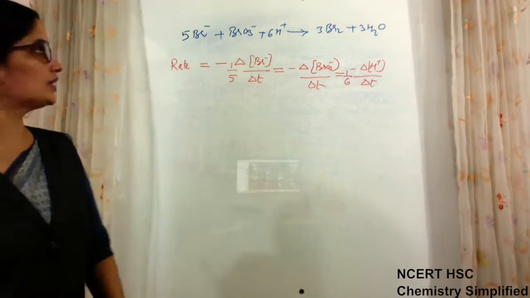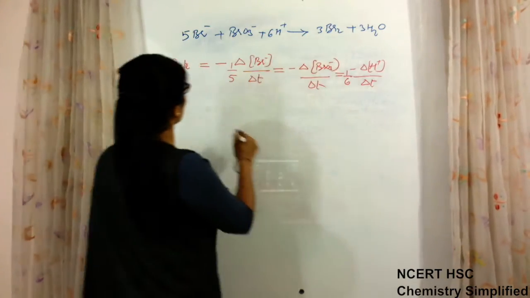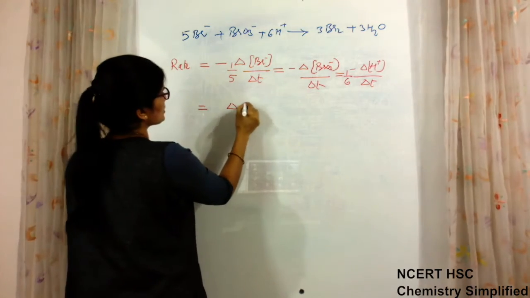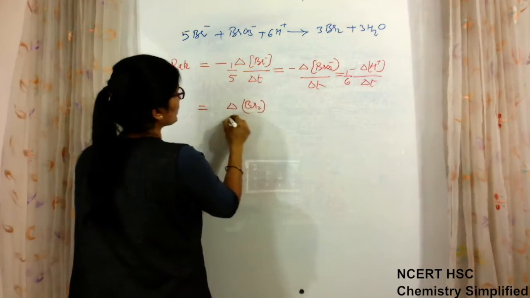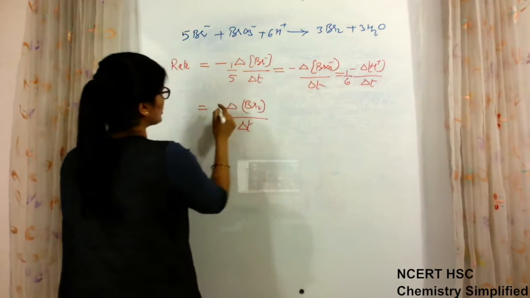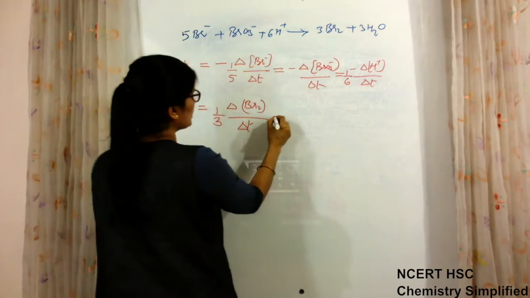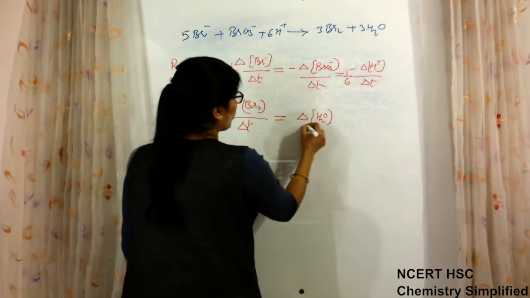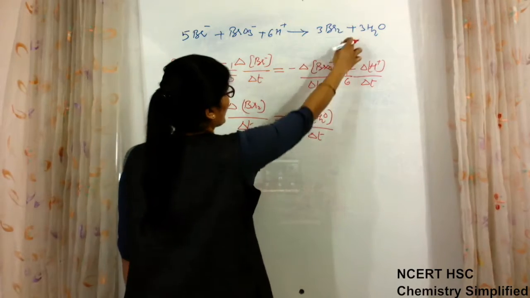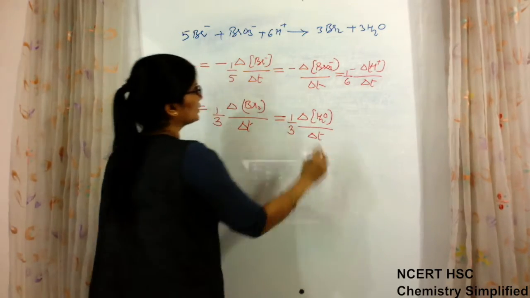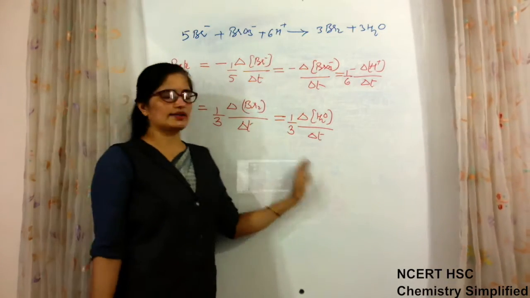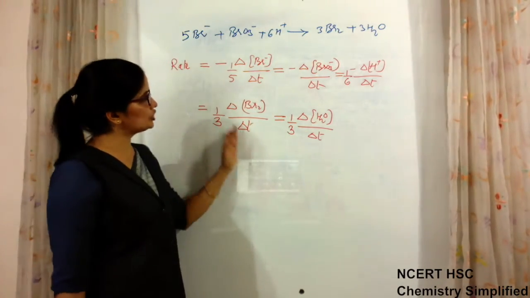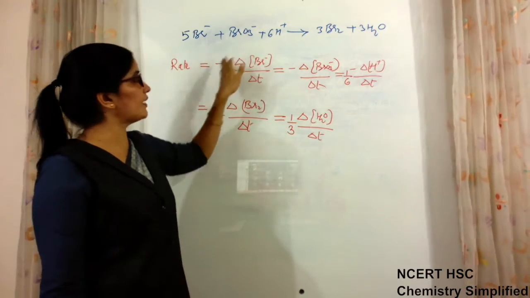Or if I want to give it in terms of products, these two are products, so I will write no negative sign, only the change in concentration of Br2 with time, and the coefficient 3 is there, so 1 by 3. Or I can write the change in concentration of H2O with time, and 1 by 3. And because it is a product, the negative sign is not there. Okay. So any of these ways we can use for giving the value of rate.